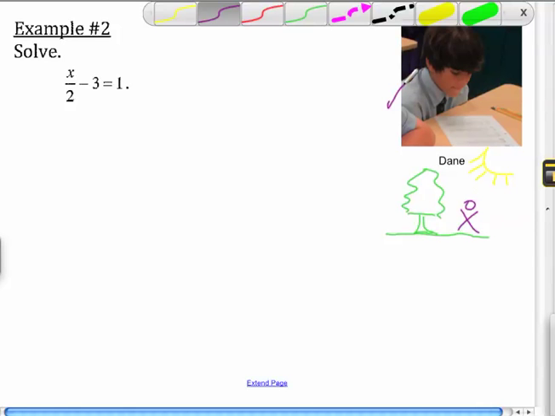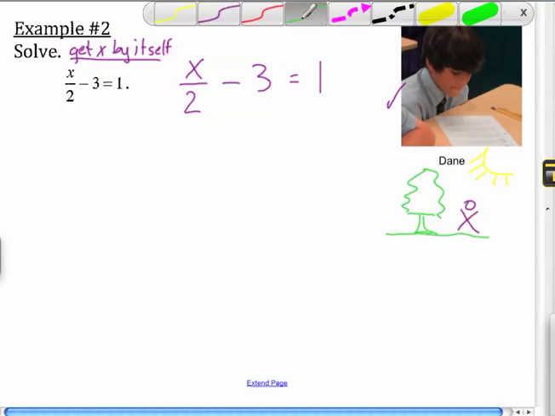Example number 2 says solve x over 2 minus 3 equals 1. Guys, I'm going to rewrite the problem because I always like to have it in my handwriting, you know? There we go. Now remember what we said in example number 1. I want to get the thing that's farthest from x. I want to get rid of that first. Remember, solve means get x by itself. All right. That's what solving means. But right now it's got a lot of stuff with it. So I'm going to add or subtract first.